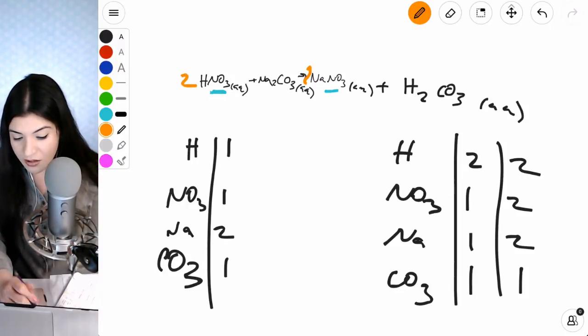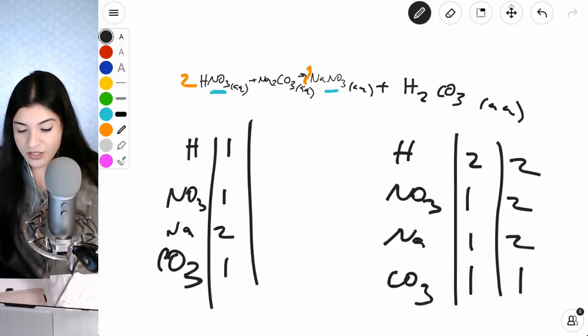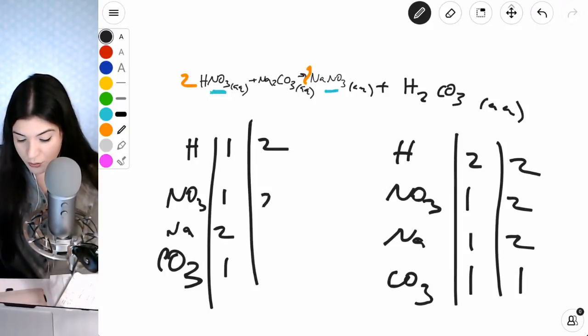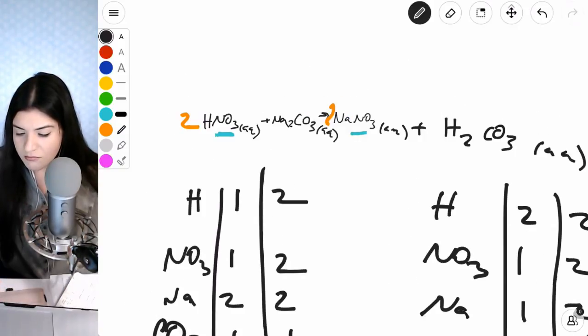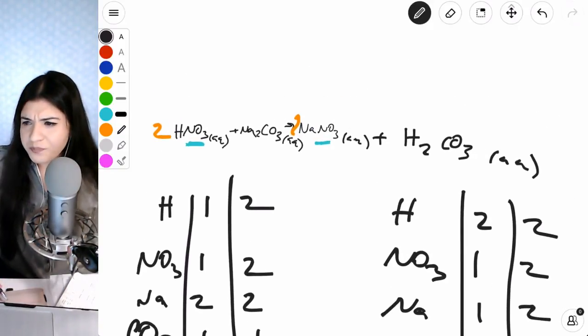So I'll put a 2 in front here, and then that's going to now change this to be 2 hydrogens, 2 NO3s, and everything else is now balanced. So this is what I would have seen with that.